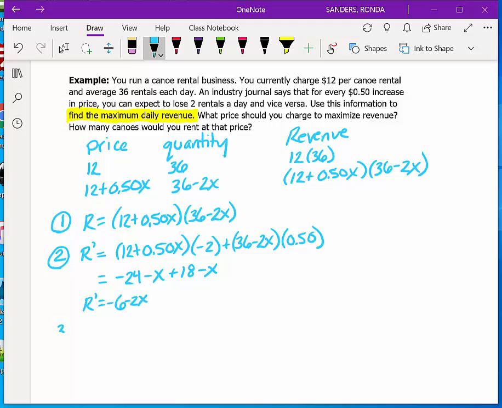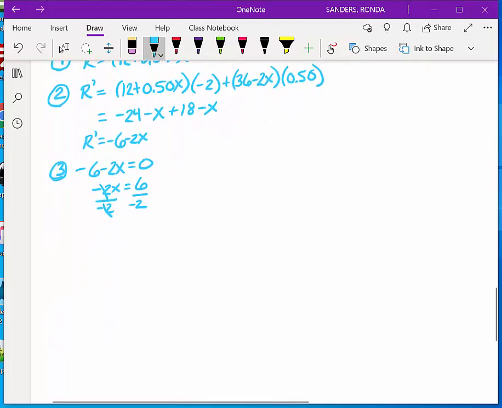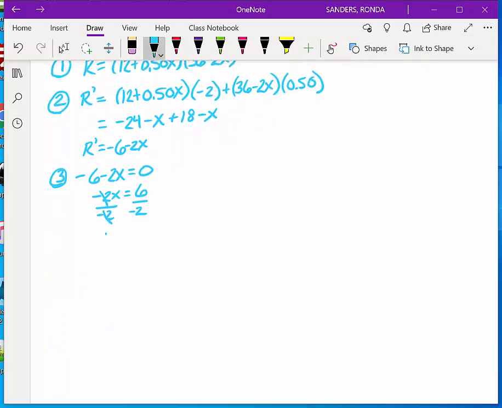Step 3 is to find the critical points. So we want to know where negative 6 minus 2x is equal to 0. We solve negative 2x is equal to 6. Divide by negative 2, and we get x is equal to negative 3. x is equal to negative 3 is our critical point.